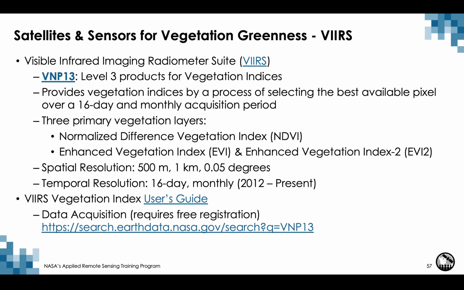the operational EVI issues. Level 3 spatial and temporal gridded vegetation index products are composites of daily surface reflectance. They are generated at 500 meter, 1 kilometer, and 0.05 degrees every 16 days, and as well as the calendar month.